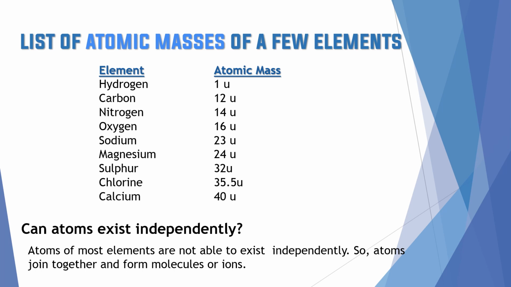In front of us many kinds of matter are there. All matter is made up of atoms, and those atoms do not have independent existence. So they combine to form molecules or ions, which we will study in the next class.